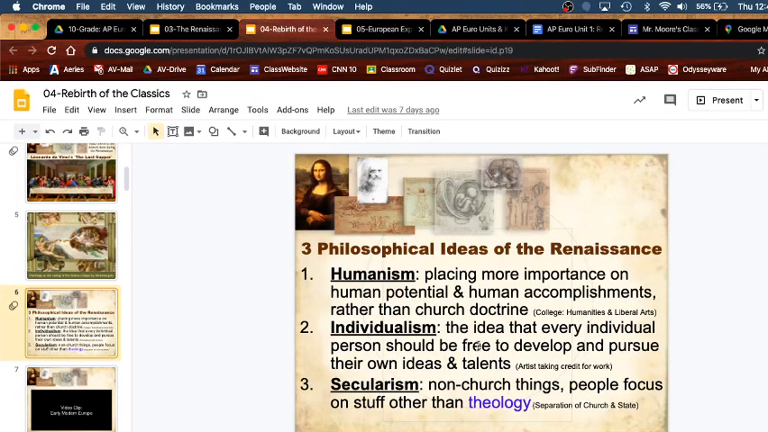It also used the word secularism and the word individualism. And again, I'd remind my students that we tried to teach them these concepts. Individualism, that idea that every individual person should be free to develop and pursue their own ideas and talents. And I think that's important.